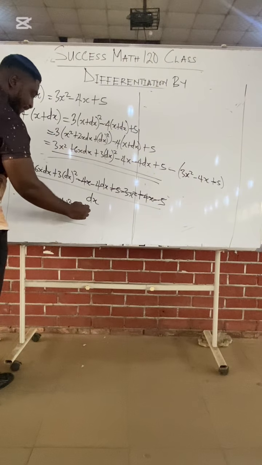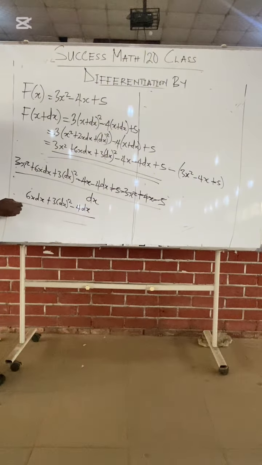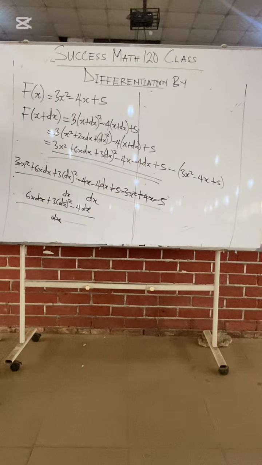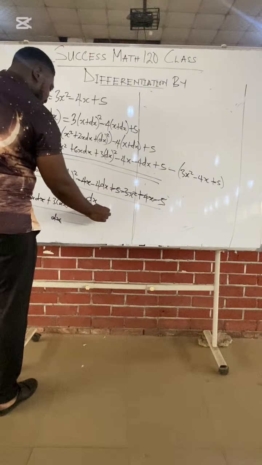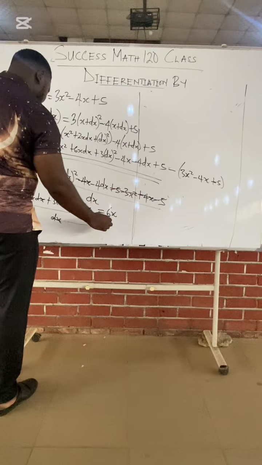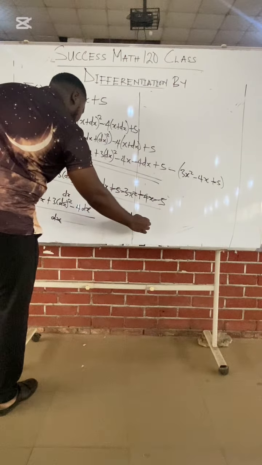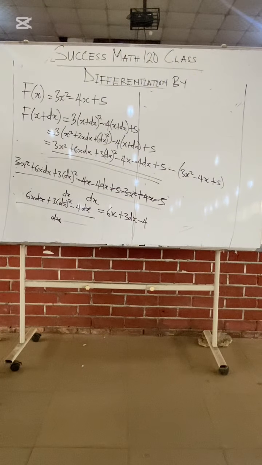minus 4, all over dx. Class, dx cancels dx, one dx cancels here, leaving one dx here, cancels dx here. So what is now left is 6x plus 3 dx minus 4.